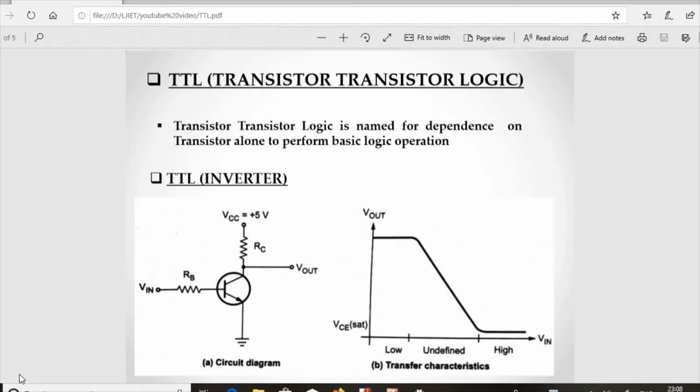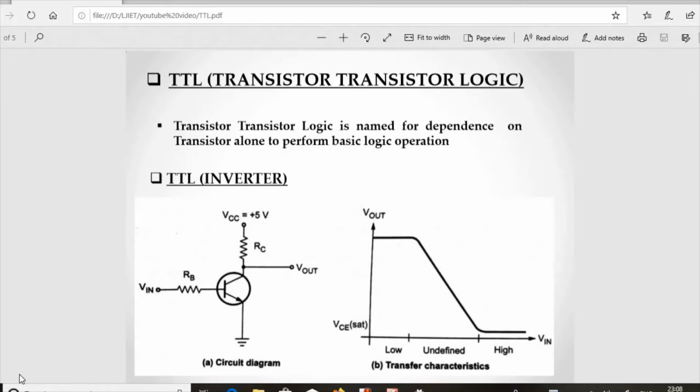Guys, Nimish here. Today's topic that will be discussed is transistor logic, or it is also known as TTL in short. Now, what is transistor logic? It is named for the dependence on the transistor alone to perform the basic logic operation. Now, we already discussed what is RTL, what is DTL.